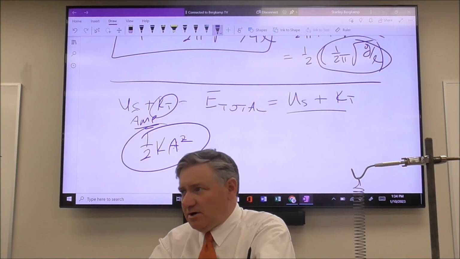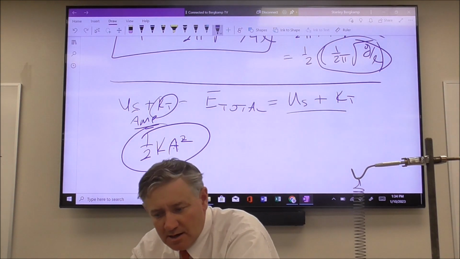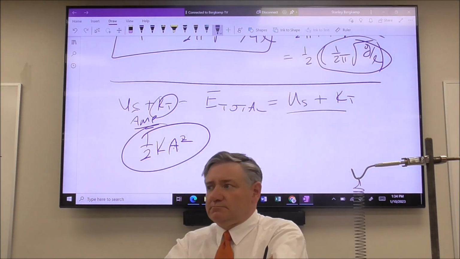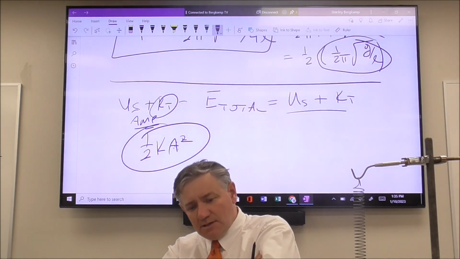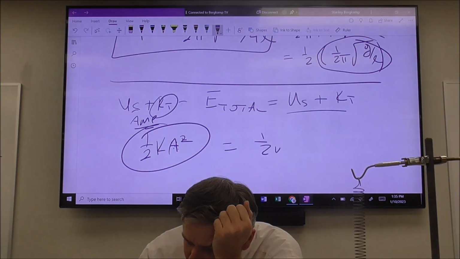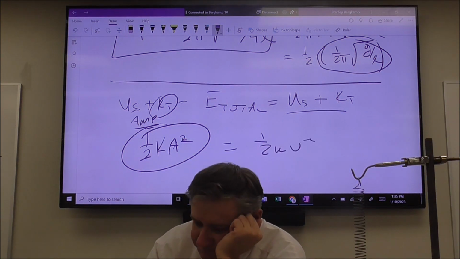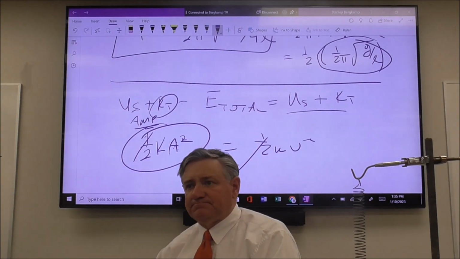0. How much Us are you going to store at the midpoint? None. All that energy exists as kinetic. So this becomes 1/2 mv squared. The halves cancel out. Boom, you're off to the races.